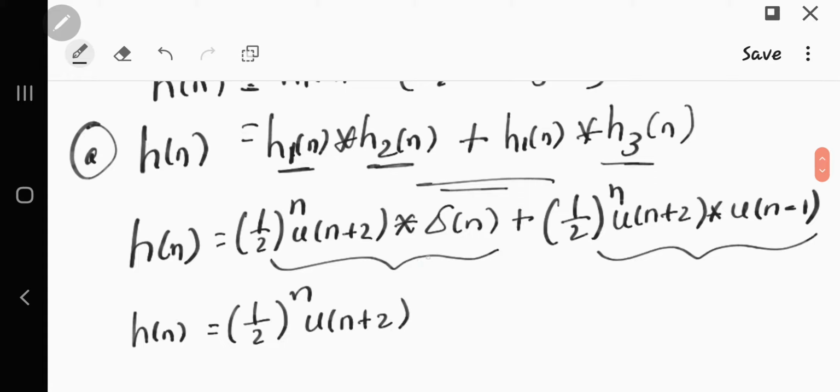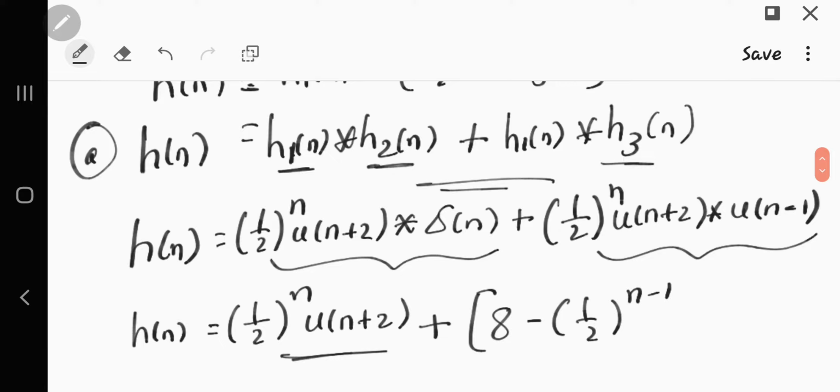So this is by the property of impulse response, so that we can write it like this: x of n convolved with delta n will be equal to x of n only. So based on that, we can write it here like this one, plus, so this part will give you the answer like 8 minus 1 by 2 n minus 1, into u of n plus 1.